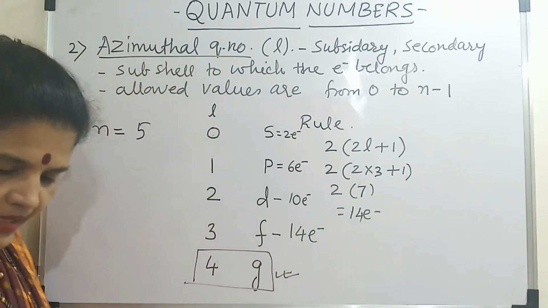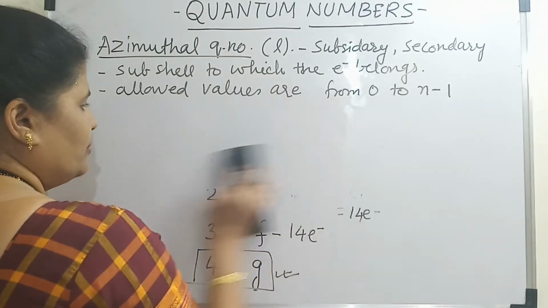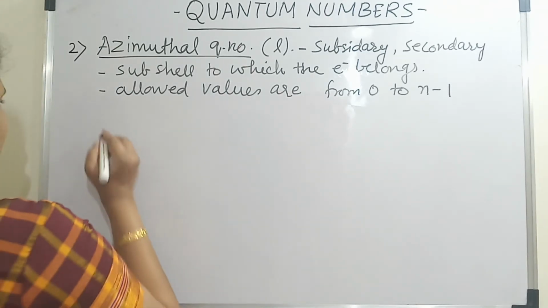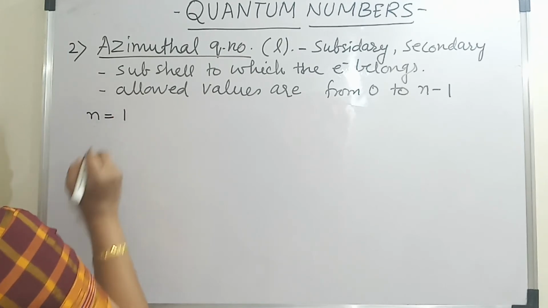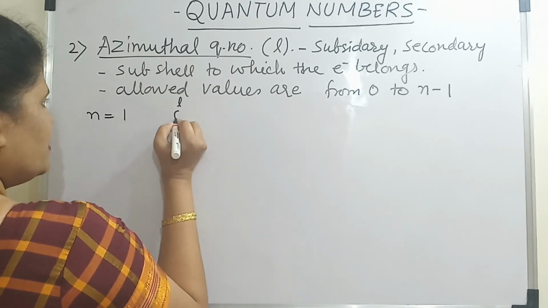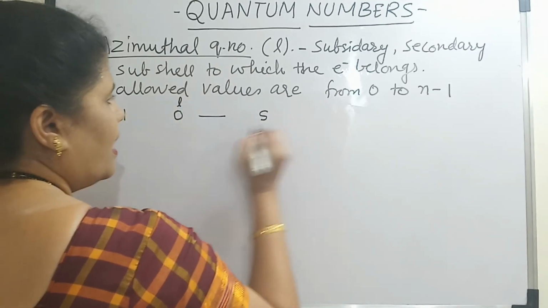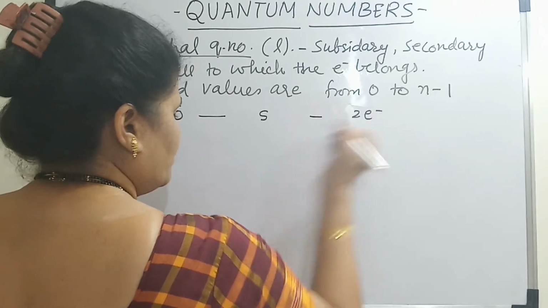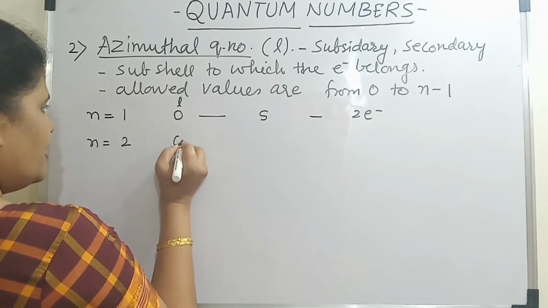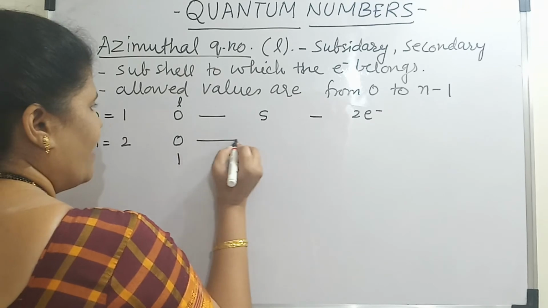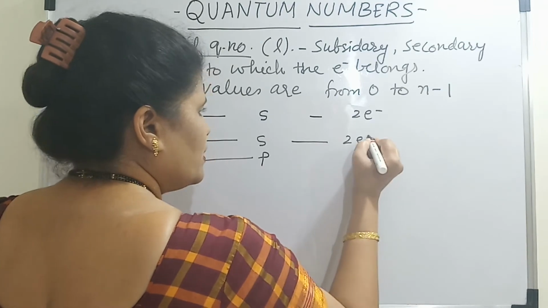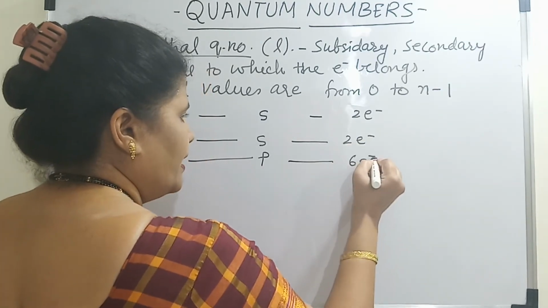Now let us try one example of how to write the azimuthal quantum number. I am giving the chart in brief. If n is equal to 1, as n cannot be 0, I am not starting with this. What are the allowed values of l, student? This will be 0. Which subshell is this? It is s. How many electrons can you fill? 2 electrons. Right, students? Then n is equal to 2. What are the allowed values? 0 and 1. So I can have s and p. So, 2 electrons in the s subshell and 6 electrons in the p subshell.